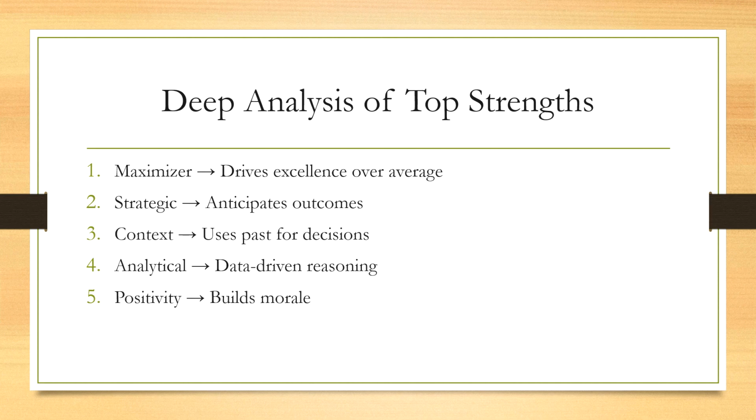Strategic thinking allows individuals to evaluate situations quickly and identify possible pathways toward a desired outcome. Context involves understanding the past in order to better navigate the present or future. Individuals with this strength value history and information and often seek to understand why systems or policies were developed in the first place.